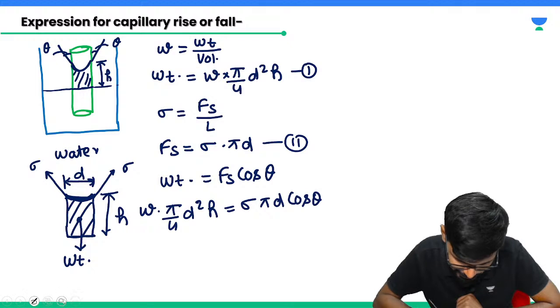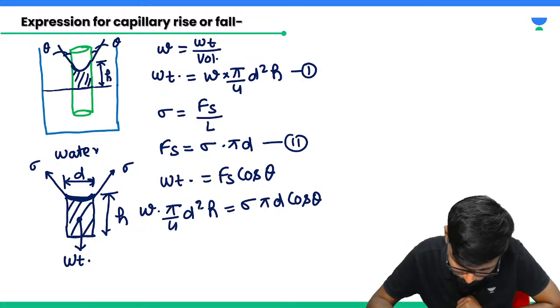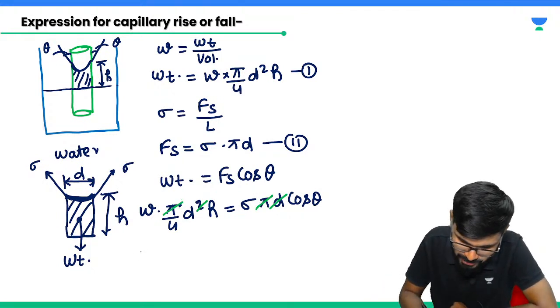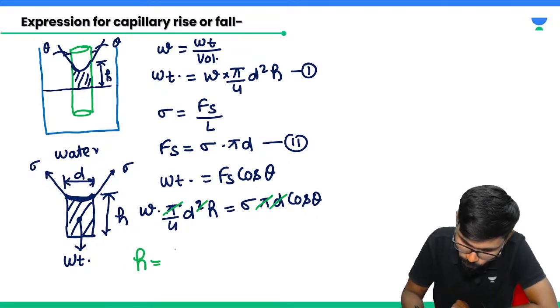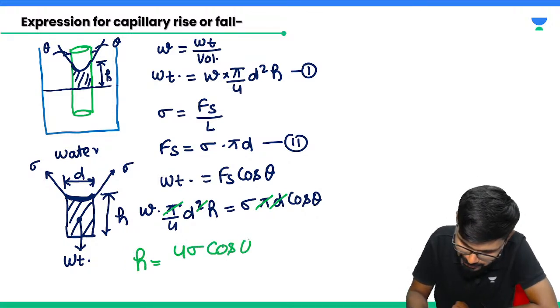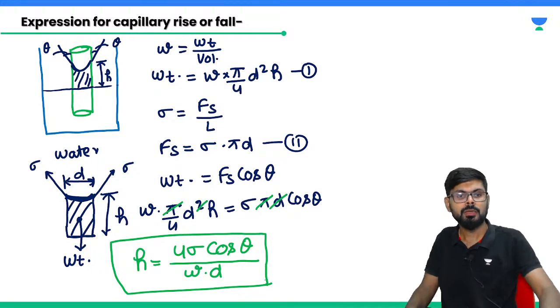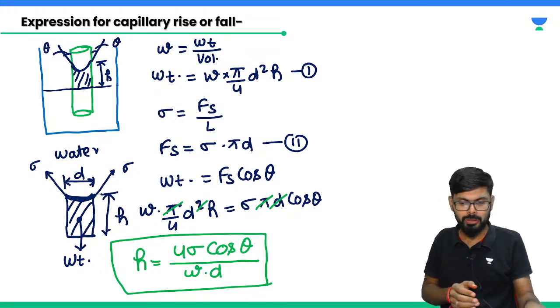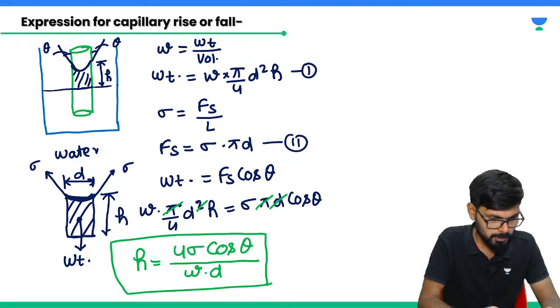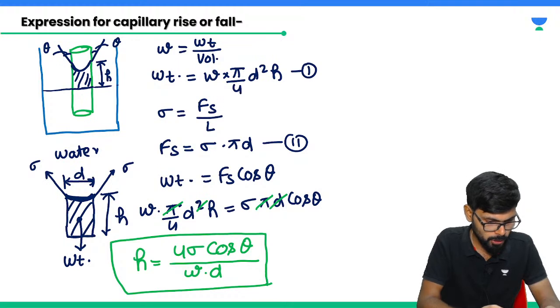One d cancels, pi cancels, correct? Now we need to find the h value. h will be 4 sigma cos theta by w into d. This is the formula. Clear? Up to here it is clear, right? Any problem? Tell me, beta.